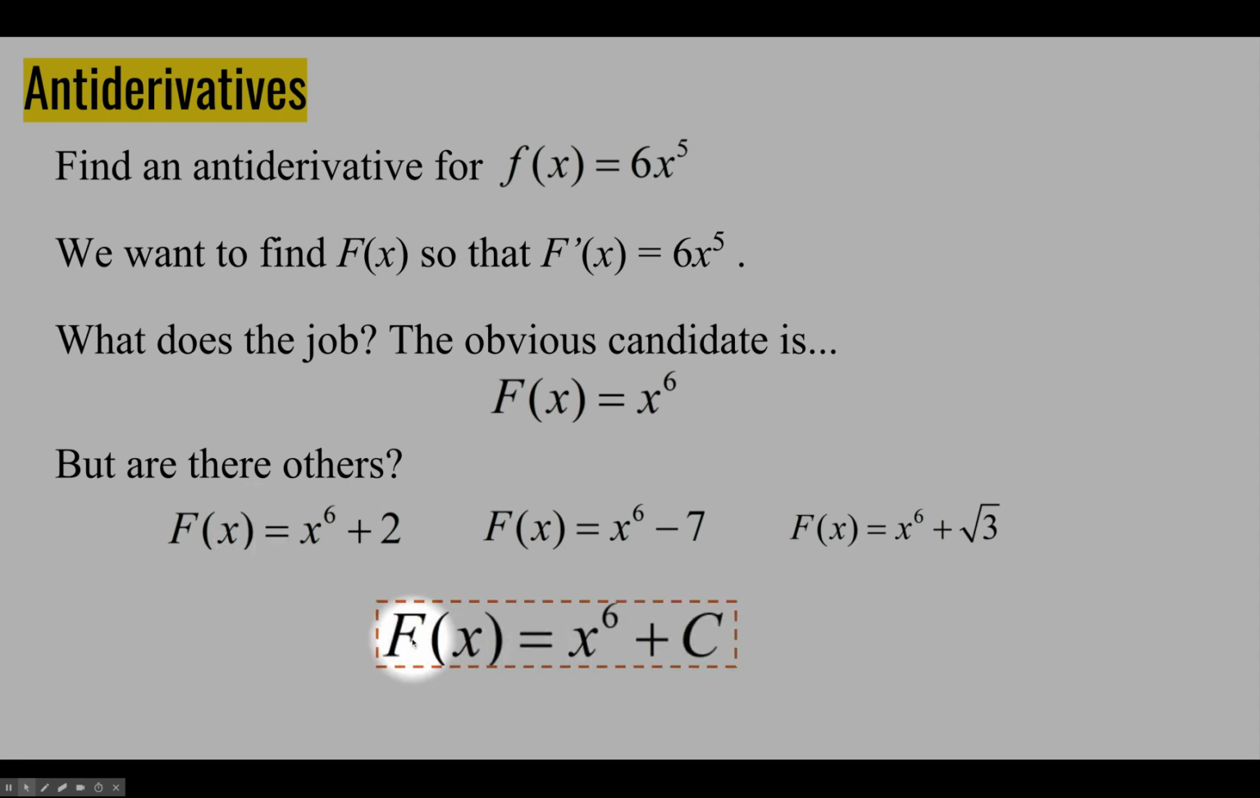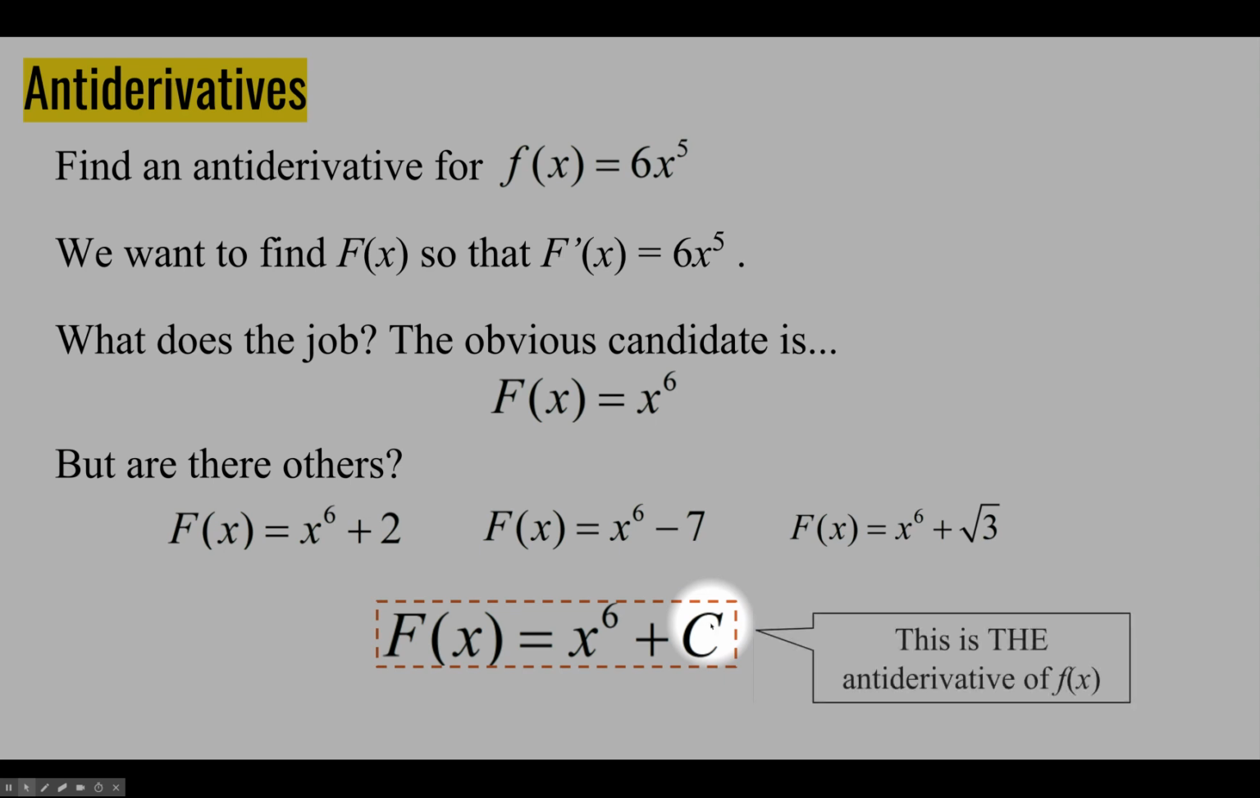And the way we do it is we say that capital F is equal to x to the 6 plus some arbitrary constant c. And we call this the antiderivative of f. These are all individual antiderivatives of little f. This one we call the antiderivative because it captures the idea that we can add any constant to x to the 6th and still end up with what we're looking for. So that is the idea of an antiderivative.